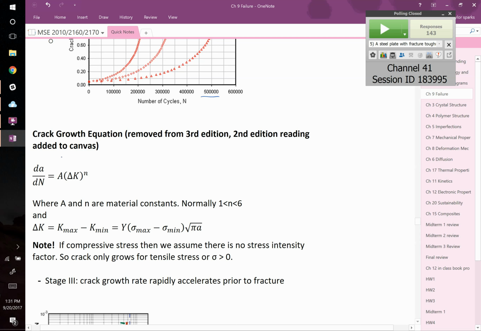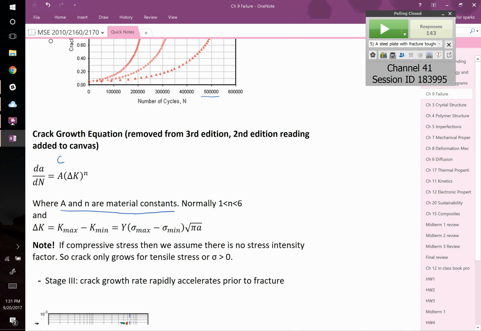It's going to be equal to A. Sometimes they use C. I apologize. As if this field wasn't hard enough, they go and use multiple symbols, right? A or C, then it's delta K, the range in your stress intensity, raised to the exponent n. A and n are material constants. We call those the crack growth constants. So for every material, you could look those up, and people know them, right?